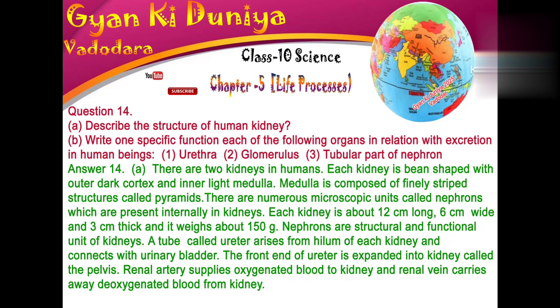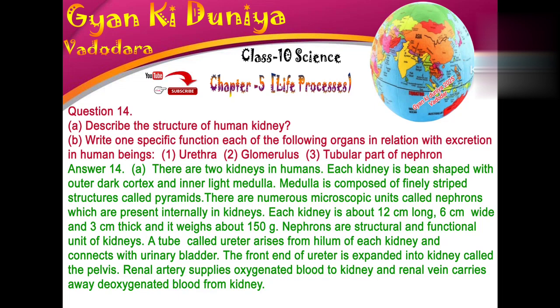Answer 14A. There are two kidneys in humans. Each kidney is bean shaped with outer dark cortex and inner light medulla. Medulla is composed of thinly striped structures called pyramids. There are numerous microscopic units called nephrons which are present internally in kidneys. Each kidney is about 12 cm long, 6 cm wide, and 3 cm thick, and it weighs about 150 grams. Nephrons are structural and functional unit of kidneys.